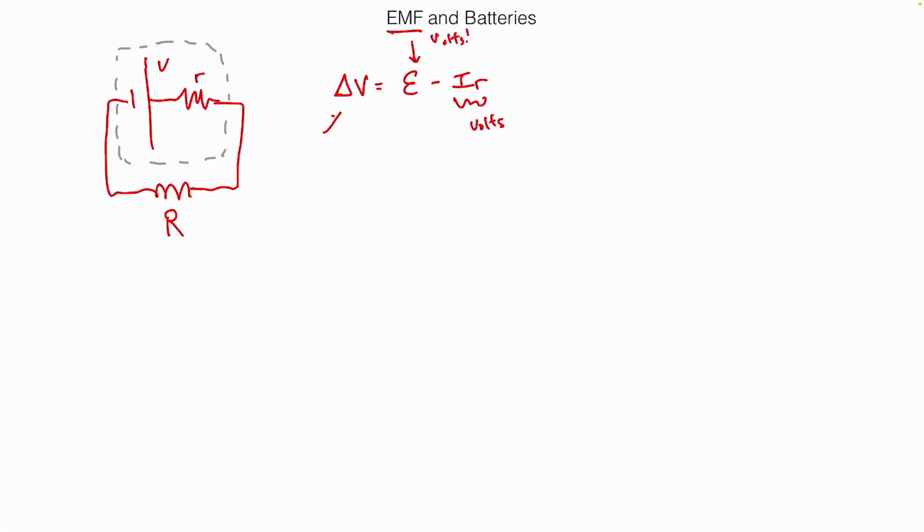So what does it do? This is called the terminal voltage. Not because it's killing you. Okay? But this is the voltage you would measure across the positive and negative terminals of the battery. That terminal voltage will be equal to the EMF of the battery if and only if what is true?